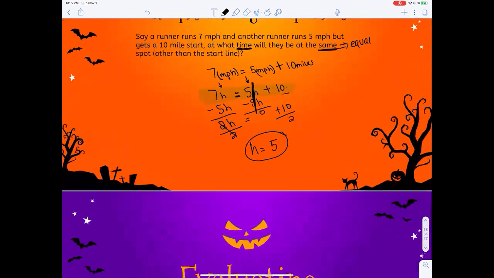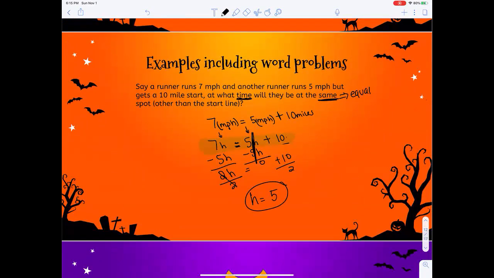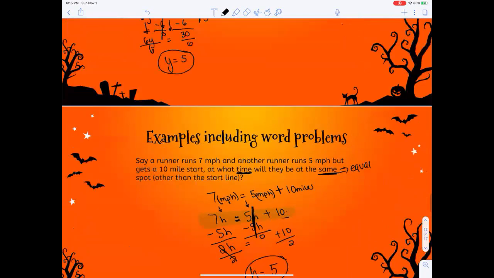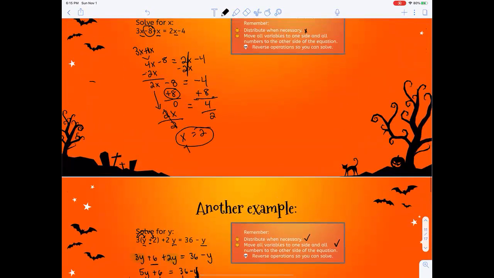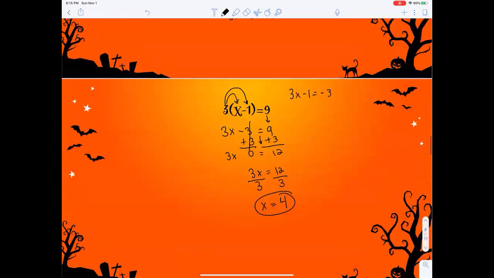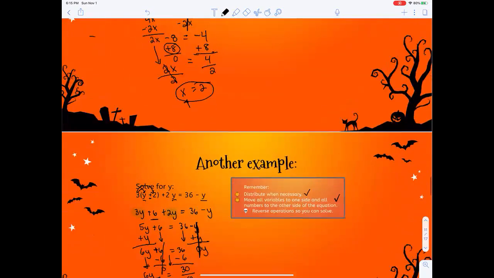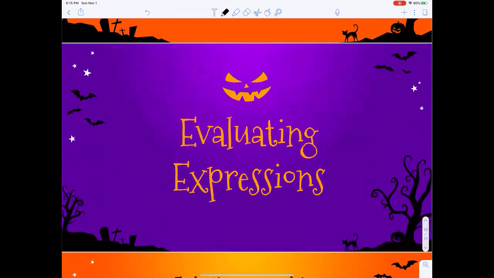And remember, so far, we have solved for a variable here, here, here, and up here, right? We've solved for variables. You get the point, right? Now, if we think about evaluating expressions, we know what the value of the variable is, and we're just going to plug it in.